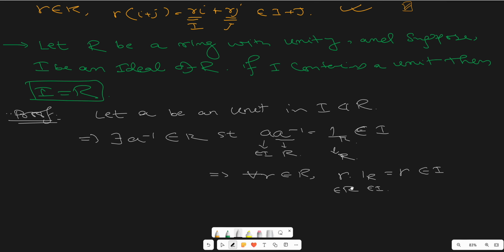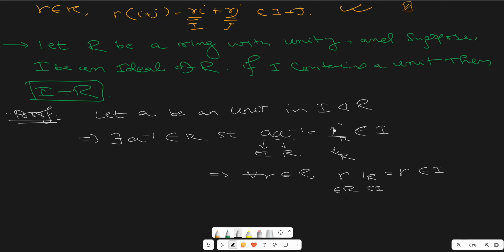If A is a unit inside the ideal, so what are the possibilities? See, I is an ideal and A is a unit which is in I. So if A is a unit, there exists an A inverse inside R such that A times A inverse is equal to 1, which is inside I. So A is an element in I, and you have an element A inverse inside the ring R, such that this product is going to be 1R. So 1R is an element in I, right?